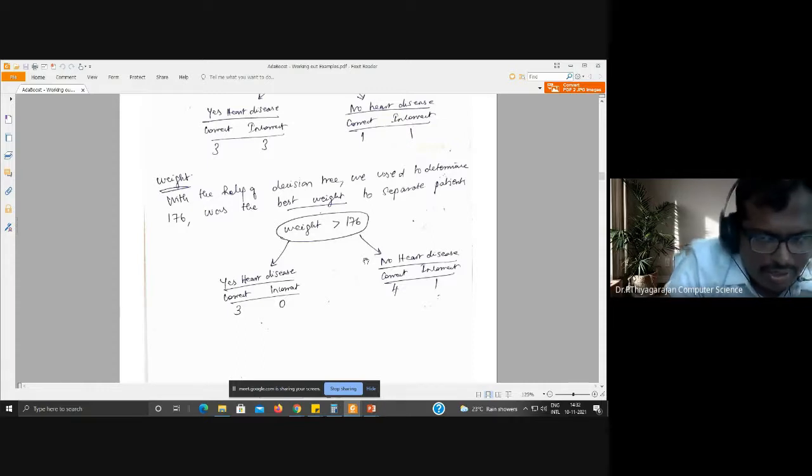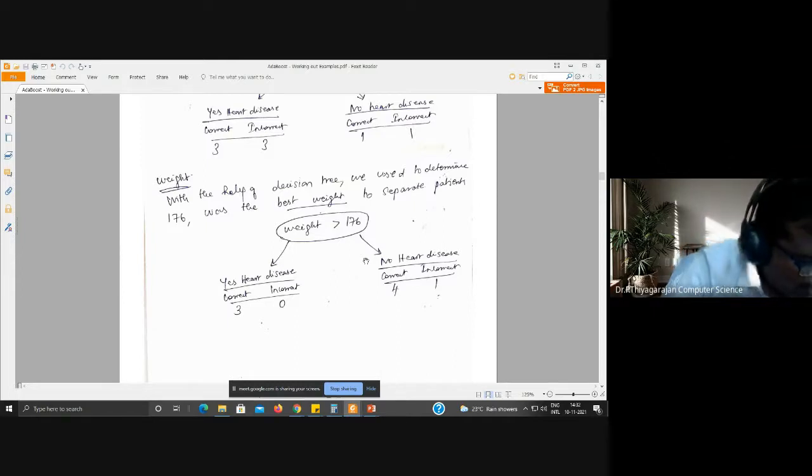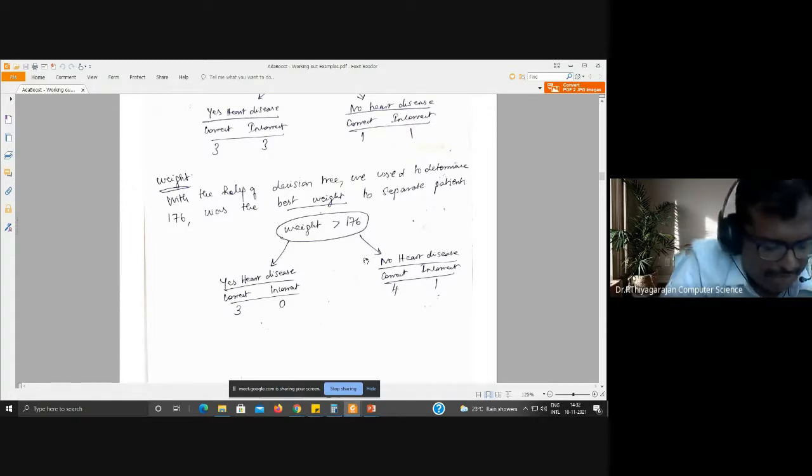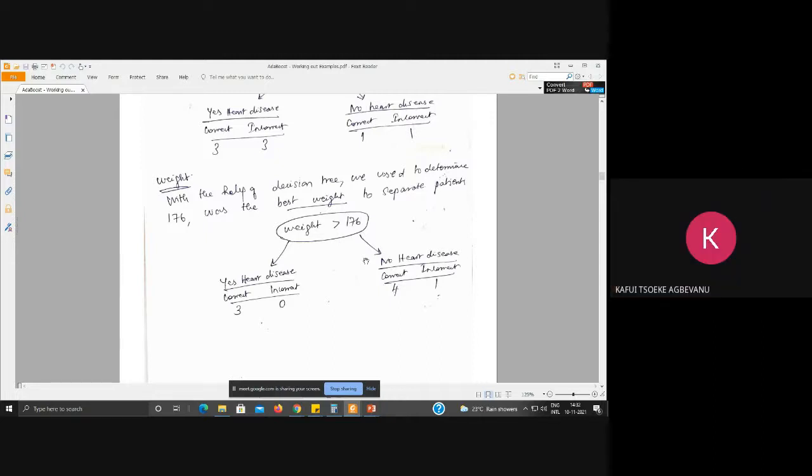Similarly, check for the left hand side, right hand side. How many rows do we have with weight less than 176? There are 5 rows, right? Out of the 5, how many of them are correctly classified? 4 are correctly classified and 1 is incorrectly classified. Am I right? Yes.